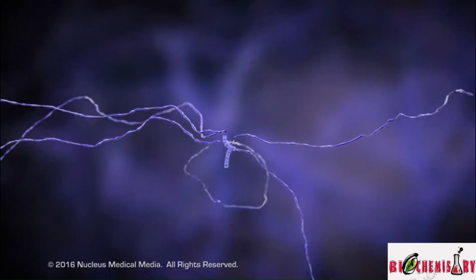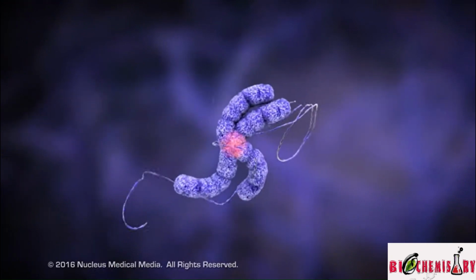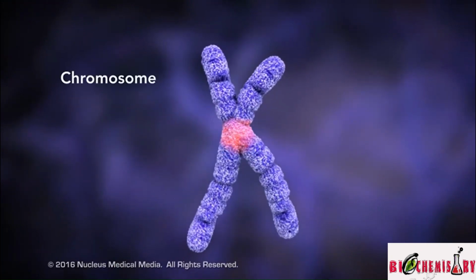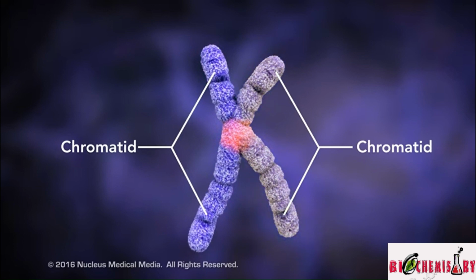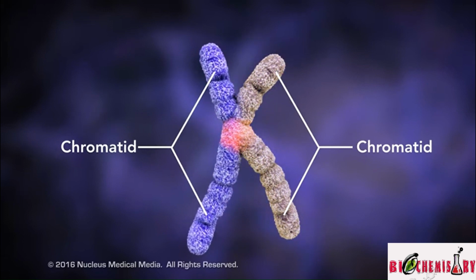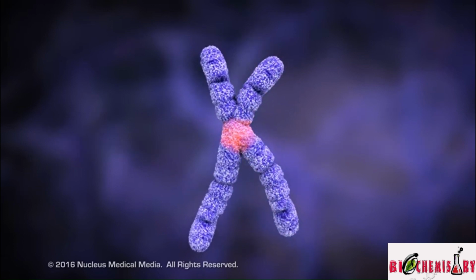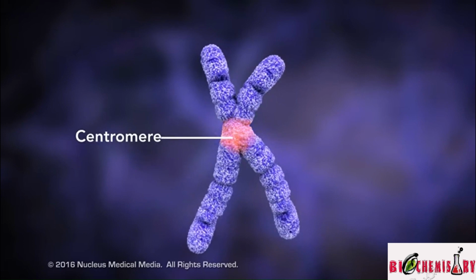At the beginning of cell division, DNA condenses tightly into an X-shaped structure known as a chromosome. Each side of an X-shaped chromosome is a genetically identical sister chromatid, forming a sideways V shape. In the middle, a structure called a centromere joins the sister chromatids together.